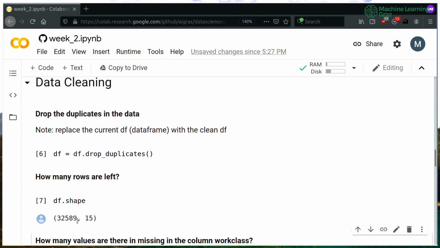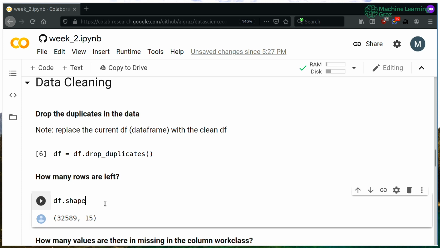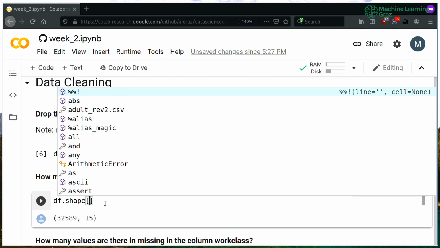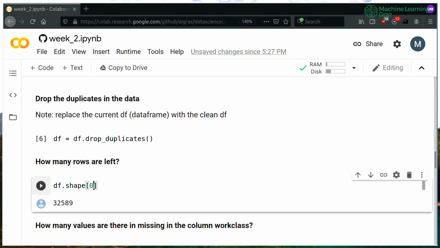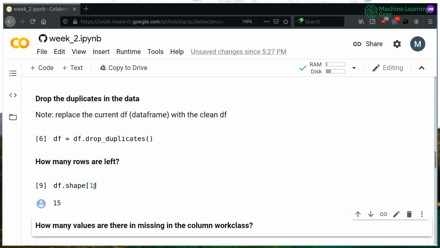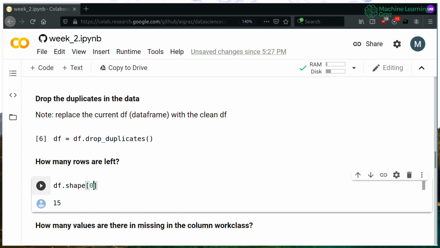3,589. A cool trick is that this is an array, so that means we can access it by adding a bracket. If you write 0, this will just show us the first value. If you want to get the number of columns, you would write, for example, 1 here. So this is a thing you can do in the future.